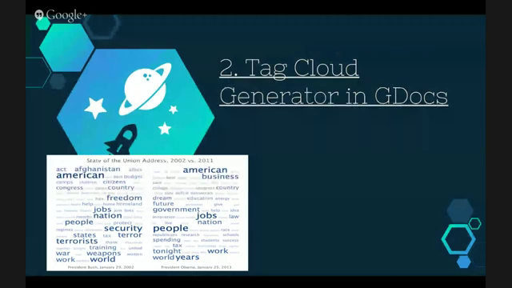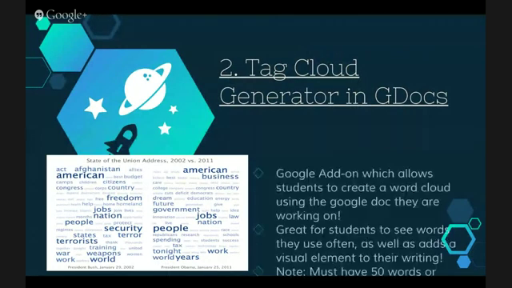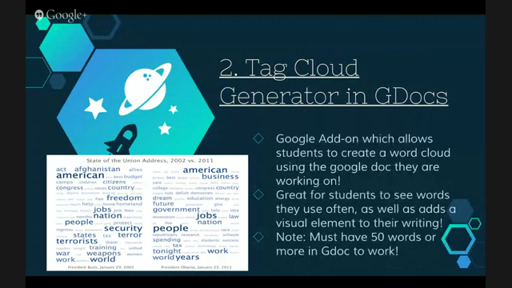The second Google tip that I'm going to give you is a Google add-on, and it's called Tag Cloud. It is a word cloud generator within Google Docs. This is a really good way for students to see the words that they're using often in their documents. The only disclaimer is that it has to have a 50-word document or more in order to generate the tag cloud. But I know a lot of teachers are using word clouds in the classroom, and with Google Docs and the add-on of the Tag Cloud Generator, they can now do that.